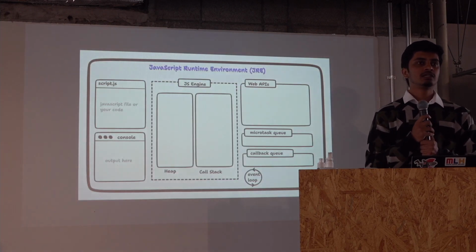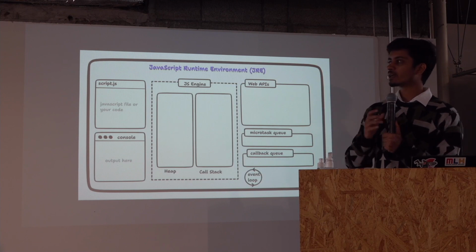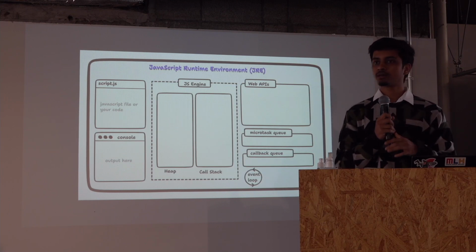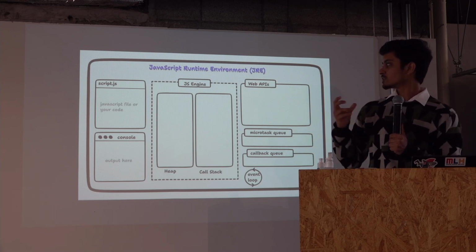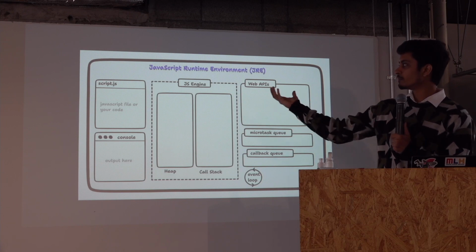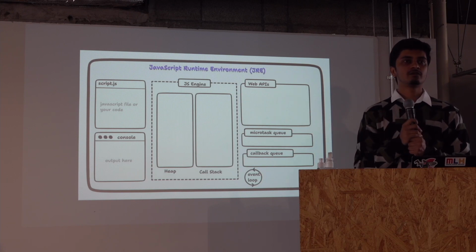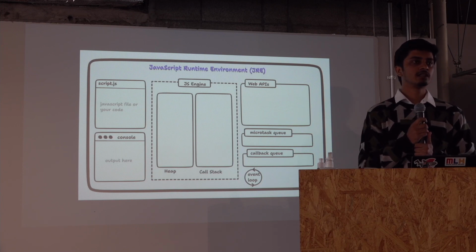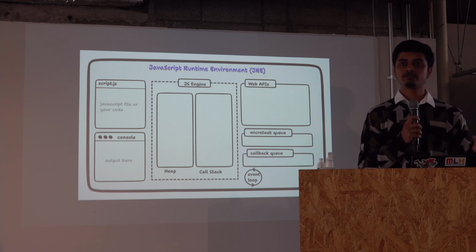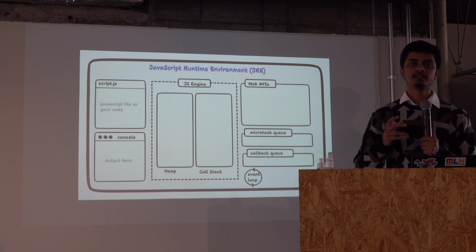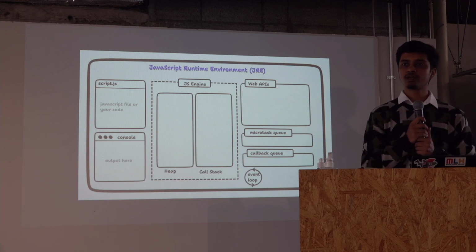Coming to the JavaScript runtime environment, it looks something like this. These are all the main components, with the JavaScript engine at its heart, which essentially consists of a heap and a call stack. Besides that, we have your basic JavaScript file that everyone has written, and then you have your console to look into errors or anything of that sort. Besides that, there are web APIs like geolocation, fetch API, and Bluetooth API that we must have used somewhere or the other. And then there are two main queues, a microtask queue and a callback queue.